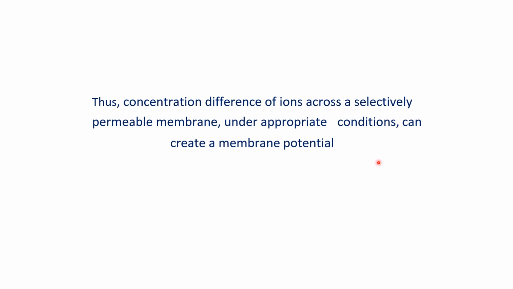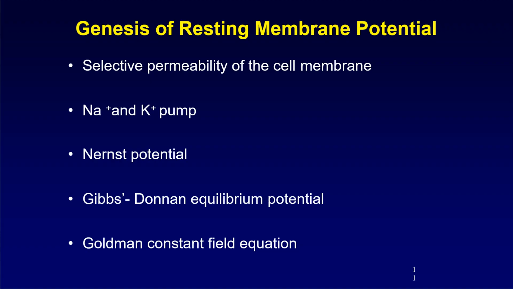Thus, concentration difference of ions across a selectively permeable membrane, under appropriate conditions, can create a membrane potential. So the thing is that the concentration difference of ions across a selectively permeable membrane and their movement under appropriate conditions create a membrane potential. So till now we have seen the basic concepts of membrane potential, what diffusion potential is, and how the movement of ions takes place across the cell membrane.